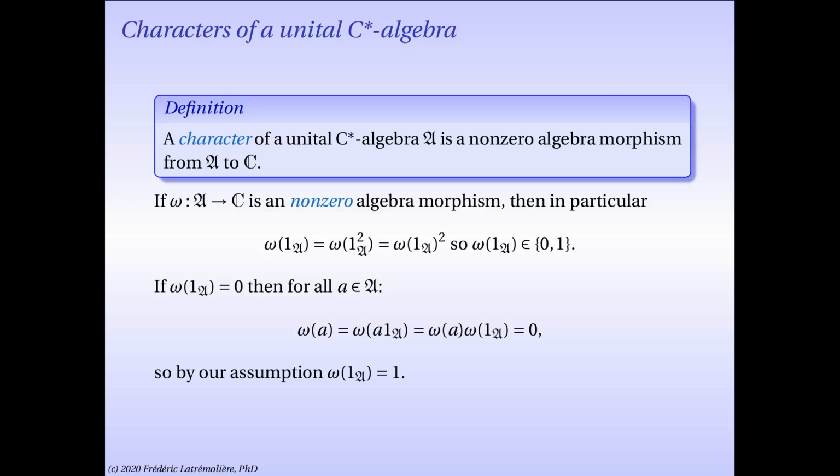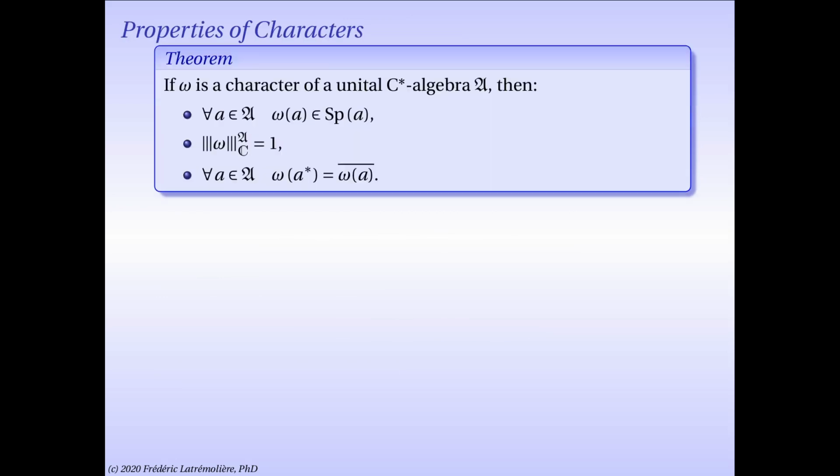Of course, if you have an algebra morphism from the C-star algebra to the complex numbers which assigns 1 to the unit of the C-star algebra, well, then it's not a zero morphism, so this is a characterization of characters. Now, what I'm going to show is that characters are in fact examples of unital star morphisms from the C-star algebra A to the C-star algebra of the complex numbers.